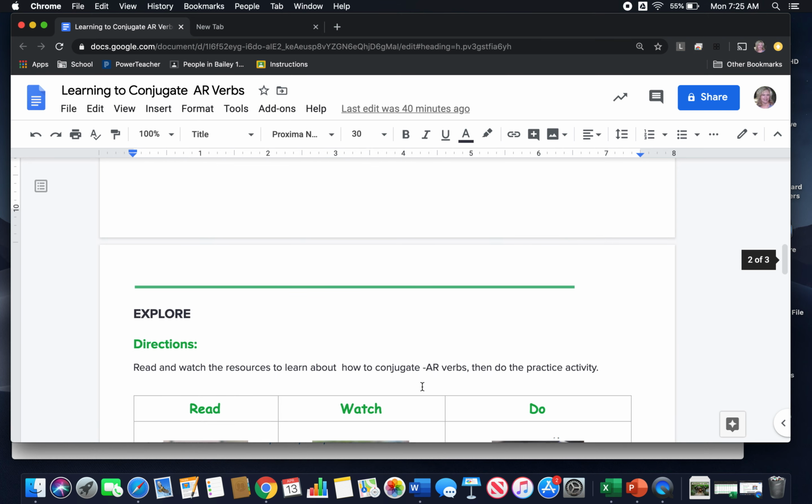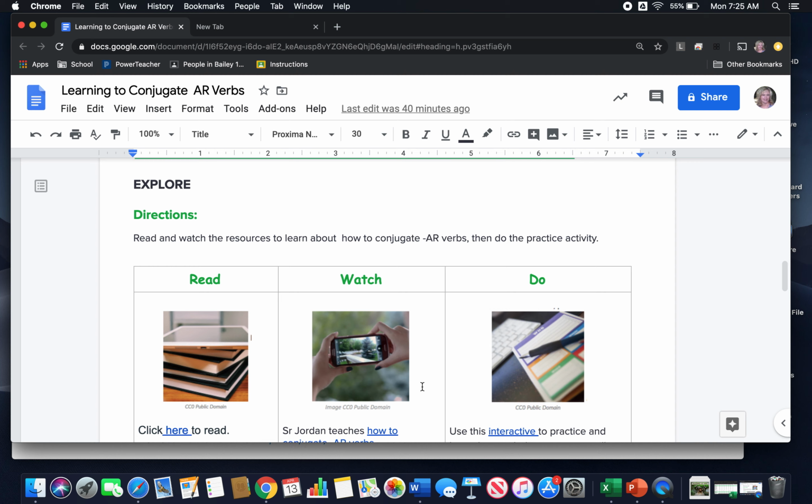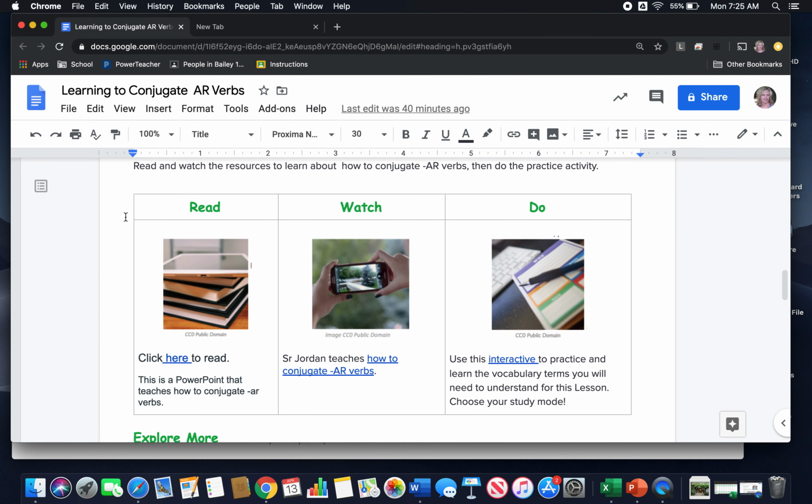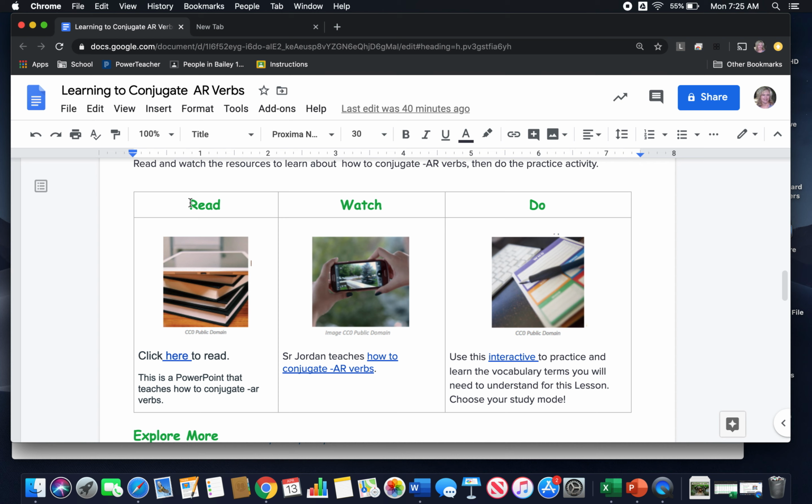Then we'll move down into this explore section. This is where you're actually going to learn how to conjugate AR verbs. We'll start with the read section. In the read section, I have posted a PowerPoint that explains how to conjugate AR verbs and gives you some practice.